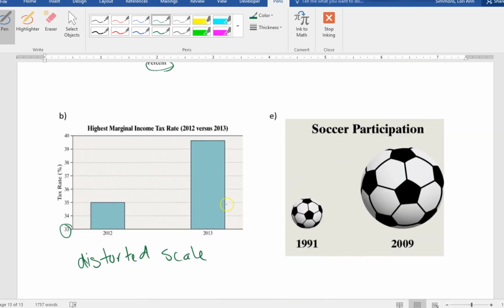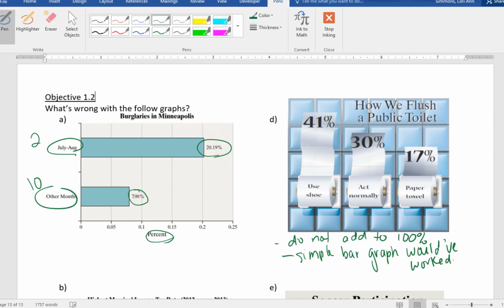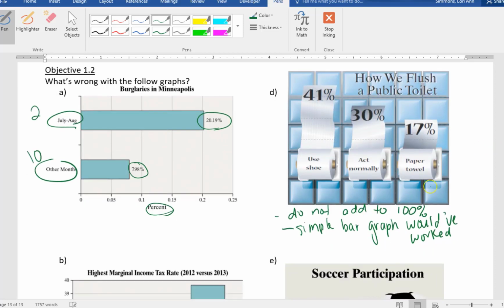D, how we flush a public toilet. Okay, first I'm noticing they don't add up to 100%. What does this even mean? So a simple bar graph would have worked. Or you could have used, they could have used some scale. I mean, it's just kind of all over the place.